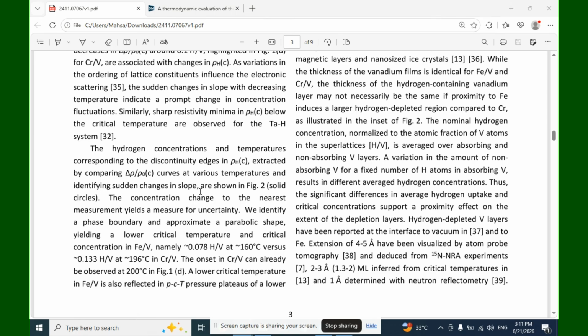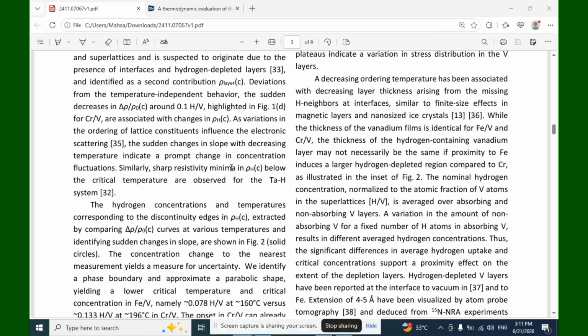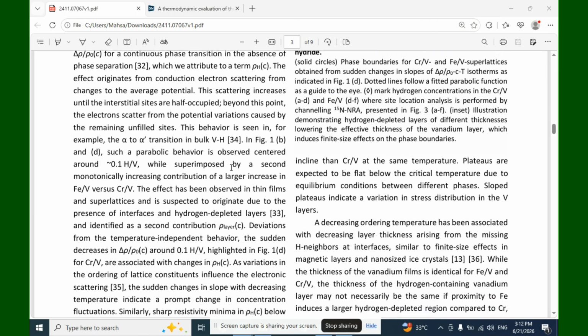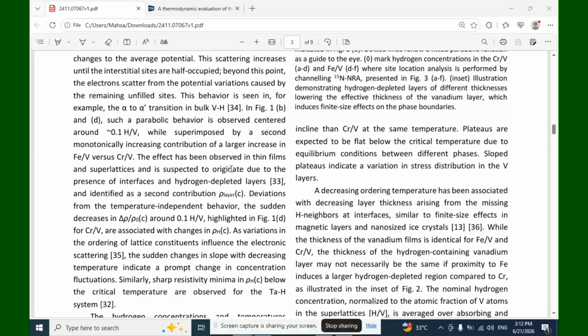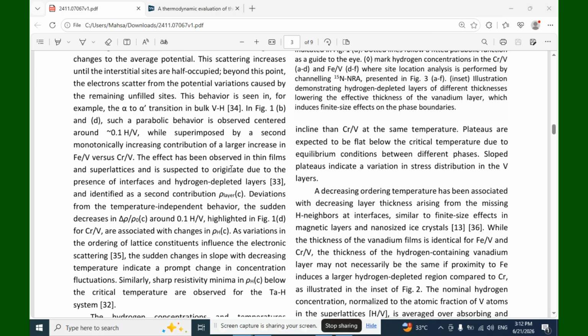The onset in the chrome V can already be observed at 200 degrees Celsius in figure 1d. The lower critical temperature in Fermi V is also reflected in the rho Ct pressure plateau having a lower incline than chrome V at the same temperature. Plateaus are expected to be flat below the critical temperature due to equilibrium conditions between different phases. Sloped plateaus indicate a variation in stress distribution in the V layers.